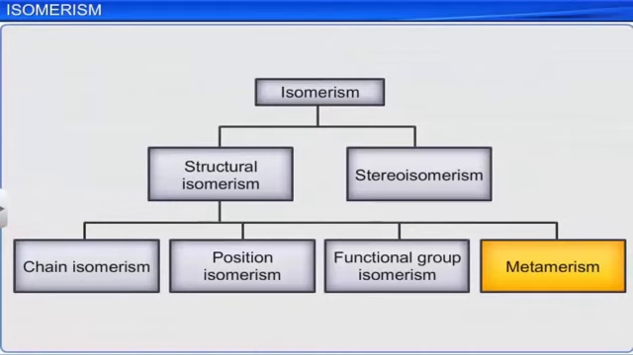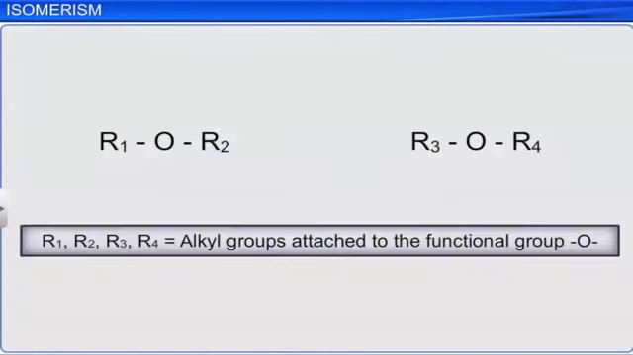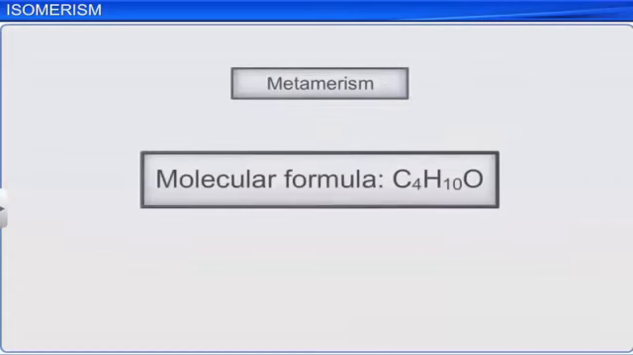Finally, let's look at metamerism. Compounds that have the same molecular formula but different alkyl groups attached to the same functional group are called metamers, and the phenomenon is known as metamerism. This type of isomerism occurs due to the difference in the nature of alkyl group attached to the functional group. Metamers always belong to the same homologous series.